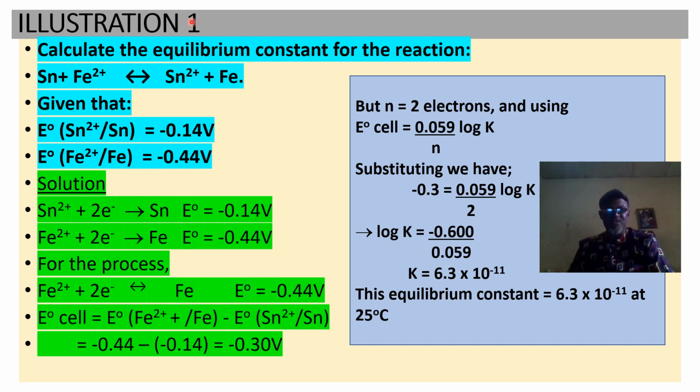Here we have illustration 1. Calculate the equilibrium constant for the reaction. We are given the reaction, and we are told to calculate the equilibrium constant. We are just applying what we have learned. We'll write out the equation, balance the equation, and check the E naught value, that is the E naught for the cell, and the number of electrons transferred. And we'll use this equation here and find the value of K.